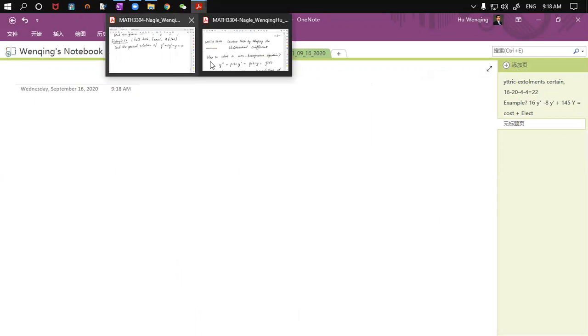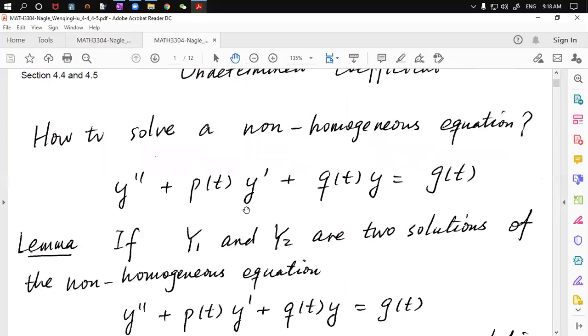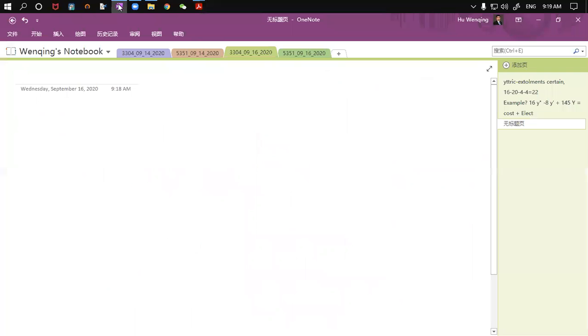Okay, so now let me start to talk about non-homogeneous equations. What does non-homogeneous equation mean? Let us first review what we have been doing so far. We considered a constant coefficient homogeneous equation, y double prime plus b y prime plus c y is equal to 0. So that's a constant coefficient homogeneous equation.